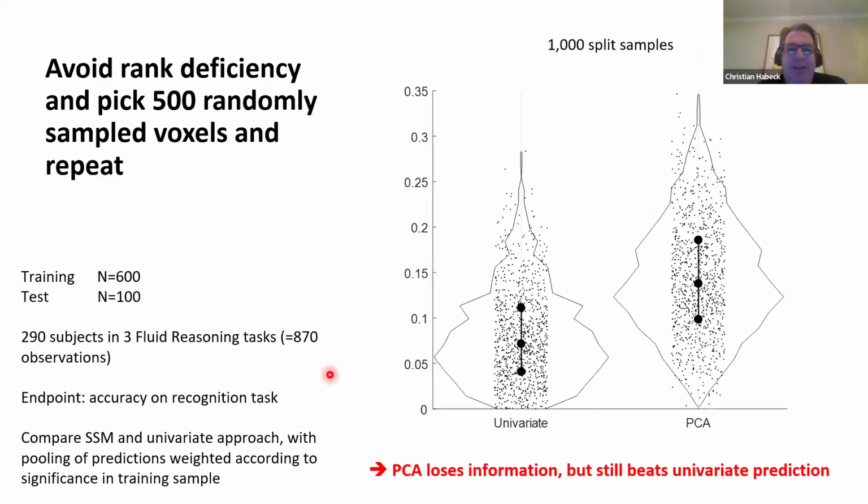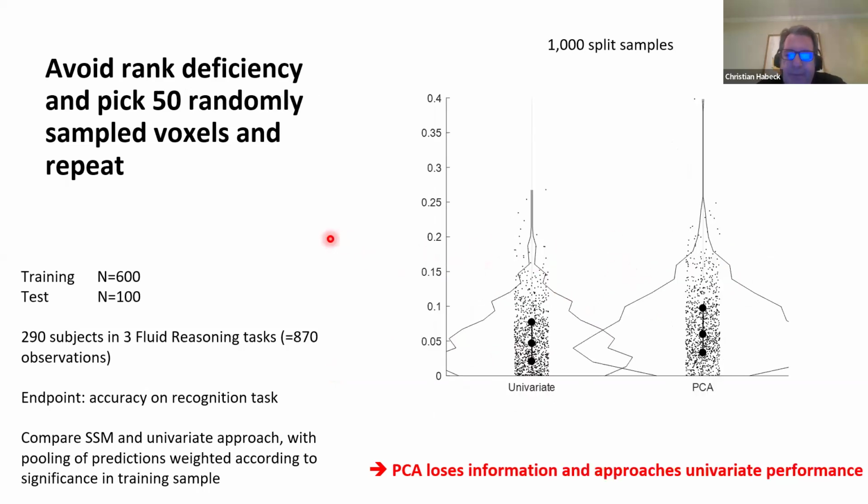You could now ask, how about if you avoid the rank deficiency, make it less bad, and just pick 500 randomly sampled voxels, instead of 25K? Does PCA still work better? You can see that although PCA is suffering somewhat, the univariate vote predictor doesn't suffer, but we're still doing much better. So there's really something in the correlation structure in there, and we can push this further.